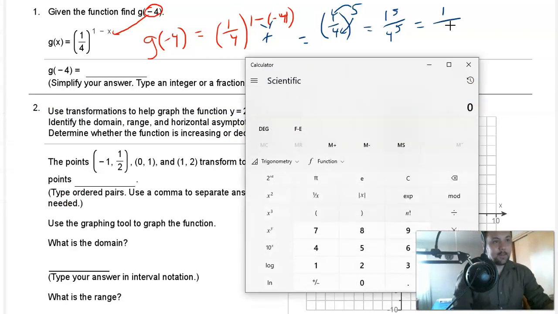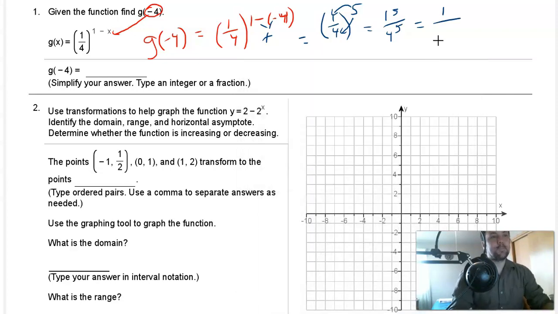Usually I'll be able to figure these ones off the top of my head, but 4 to the 5th power is a little bit bigger than I'm used to having to deal with. So 4 to the 5th power is equal to 1024. All right, I guess I should have maybe known that. It's a power of 2. It's 2 to the 10th power. It's the same thing. So, all right.